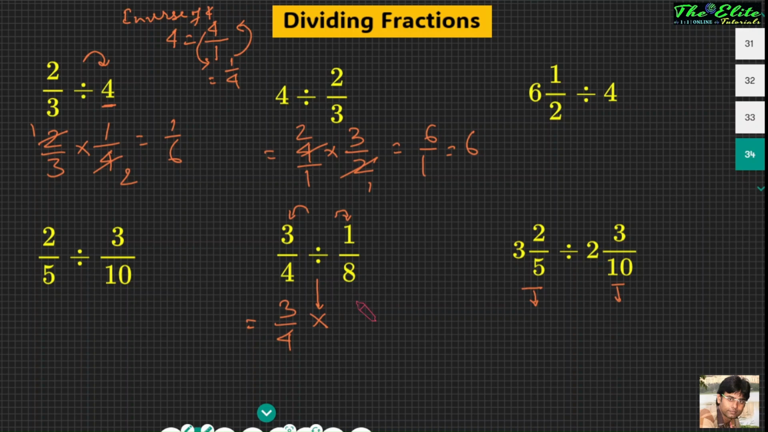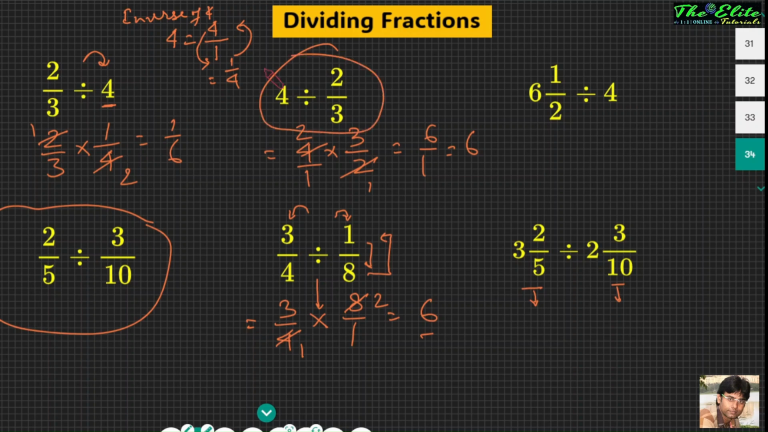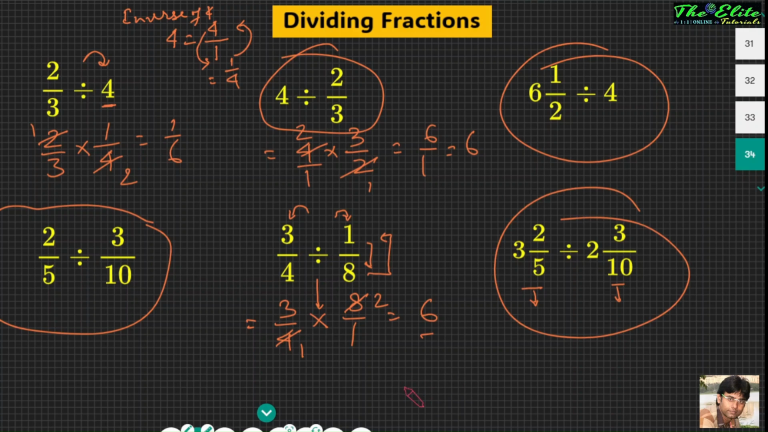Okay, so inverse means the position of these numbers will change or exchange. So it will be written as 8 over 1. Now 3 over 4, 8 over 1, 4 and 8 have the common factor of 4. 4 times 1, 4 times 2, this is going to be 6. Again, your answer is 6 over here. So I hope this question, and this question, you have to do them. Okay, so let's move to the next.